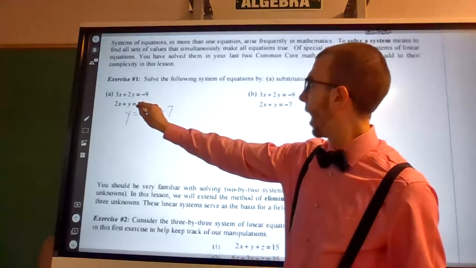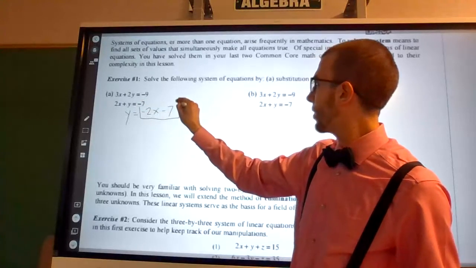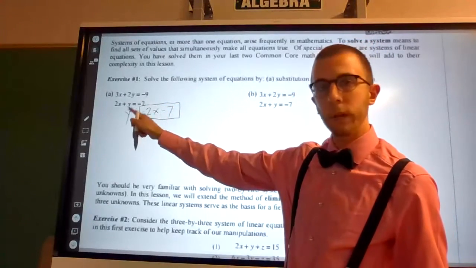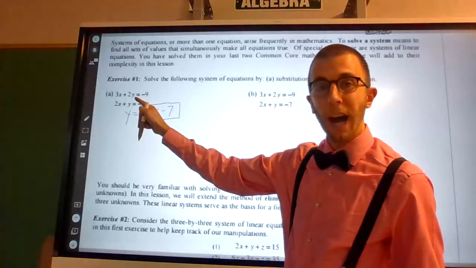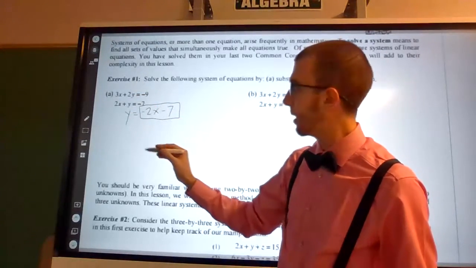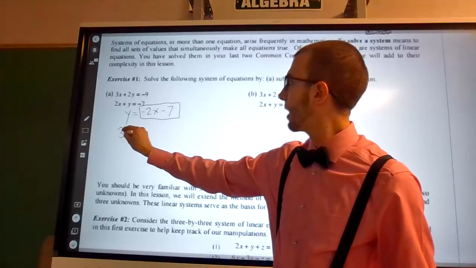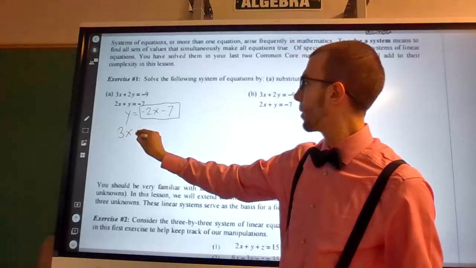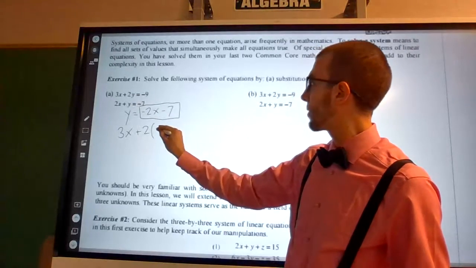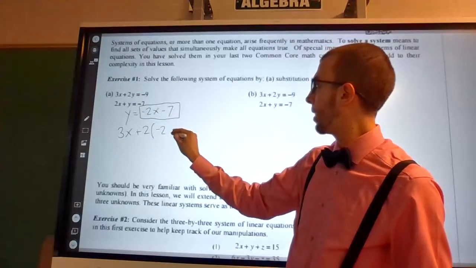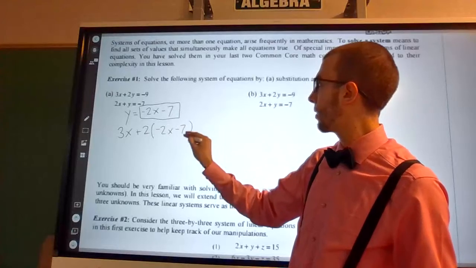Now I can take this expression here, which I know is equal to y, and I'm going to substitute this in for y in my other equation. So I'm rewriting that first equation, 3x plus 2y, but instead of putting the y there, I'm substituting in what I know y is equal to from my other equation.